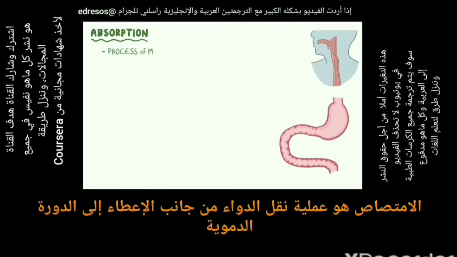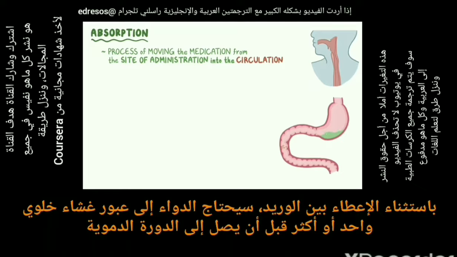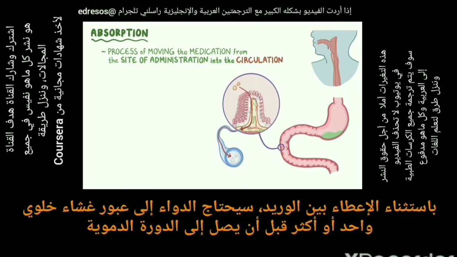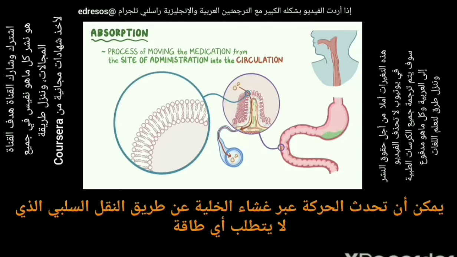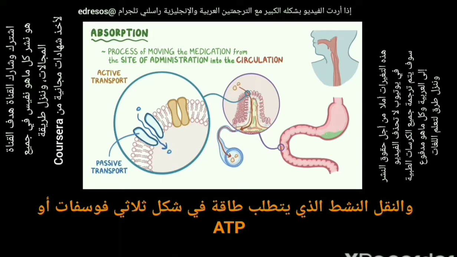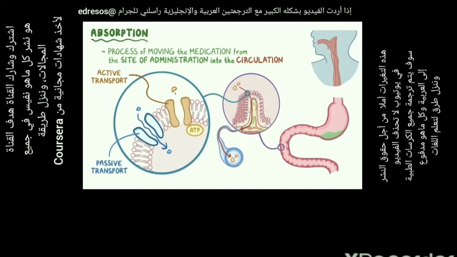Absorption is the process of moving the medication from the site of administration into the circulation. With the exception of intravenous administration, a medication will need to cross one or more cell membranes before it reaches the circulation. Movement across the cell membrane can occur via passive transport, which requires no energy, and active transport, which does require energy in the form of adenosine triphosphate, or ATP.